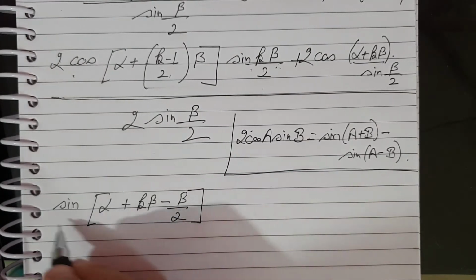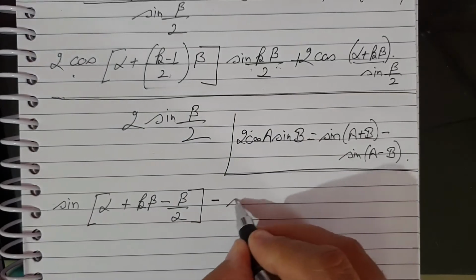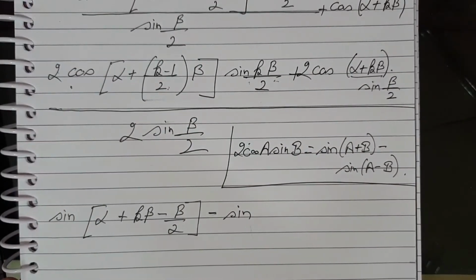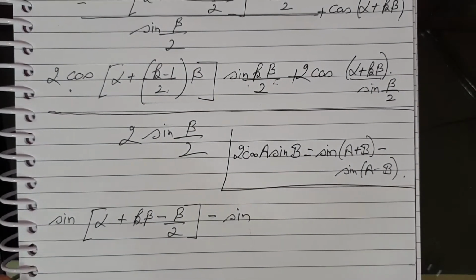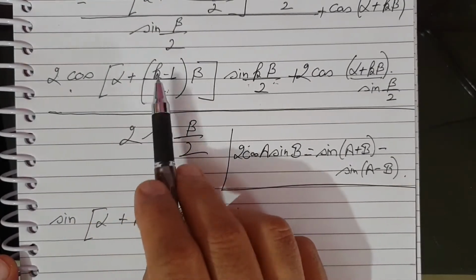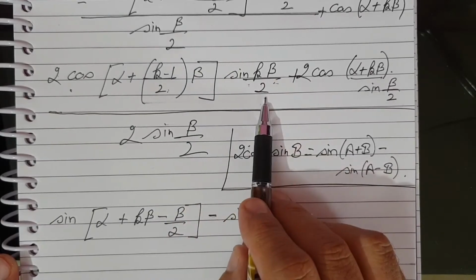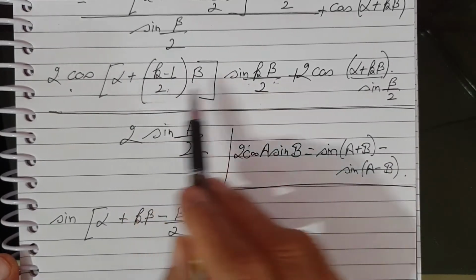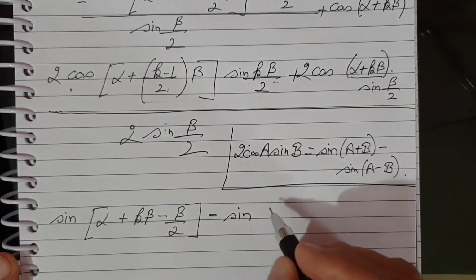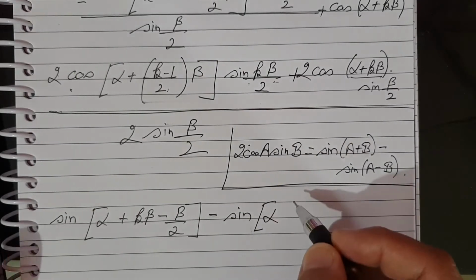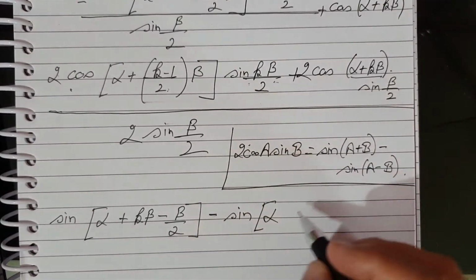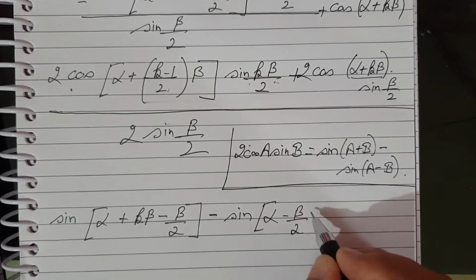Okay, now this is sin(A plus B) minus sin(A minus B). See, sin(A minus B). So A minus B will be alpha plus k beta by 2 minus beta by 2, minus sin of k beta by 2. So that plus k beta by 2 and minus k beta by 2 will get cancelled, and you will be left with alpha. This will be alpha minus beta by 2.